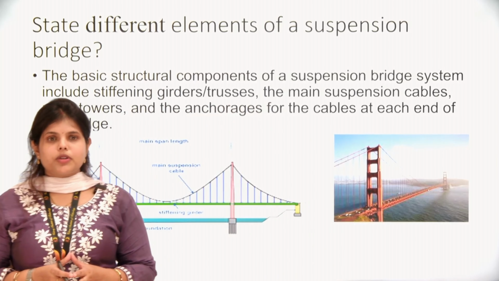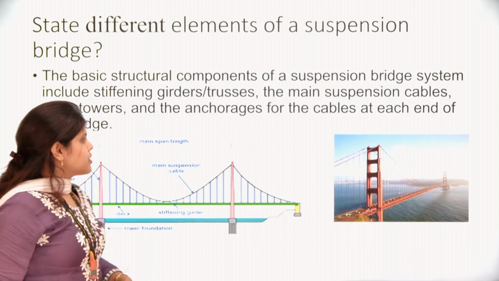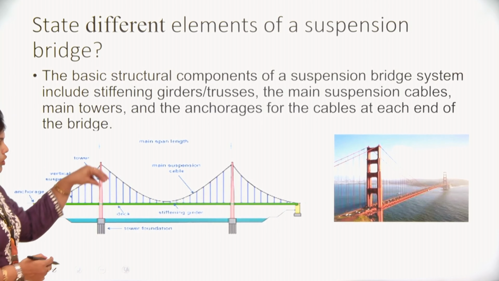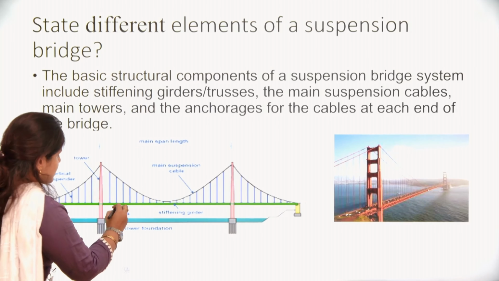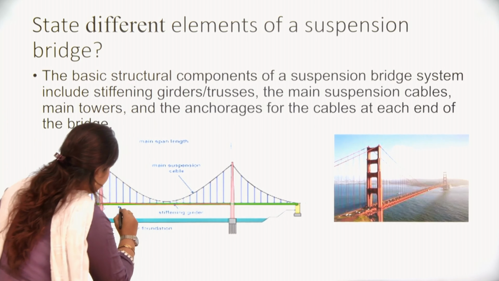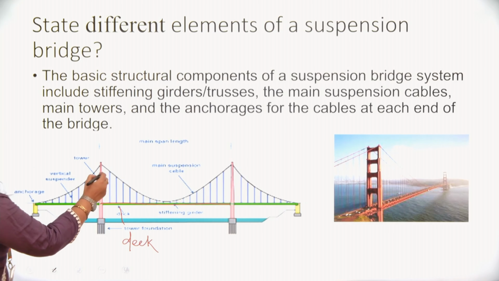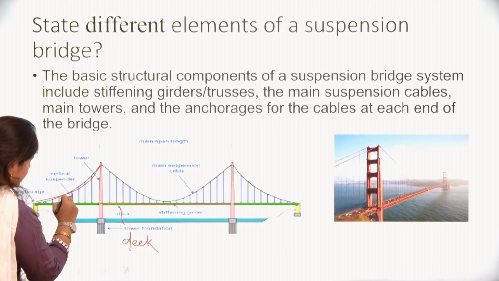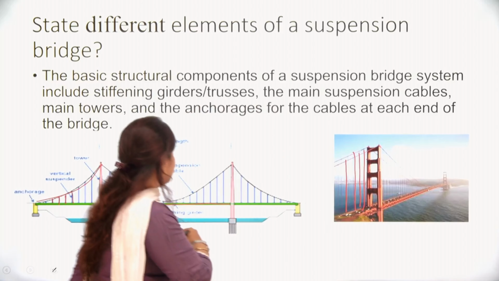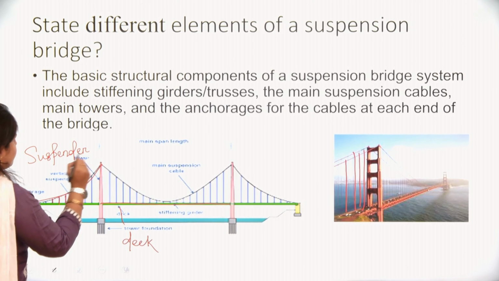So next question is different elements of a suspension bridge. When you hear about a suspension bridge, what do you have in mind? A suspension bridge is nothing but like this. It is generally connected with cables. What you walk on is not the bridge itself, that is the deck. And these are the suspenders. These lines are the suspenders. Here the wires, you can say the cables, these are the vertical suspenders.